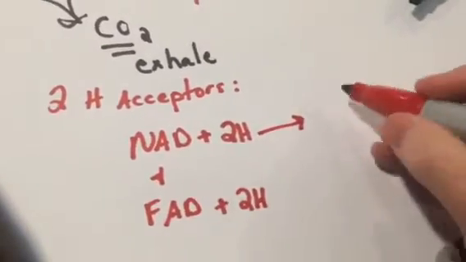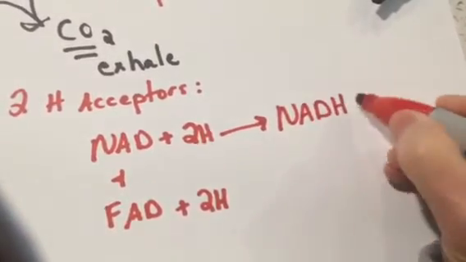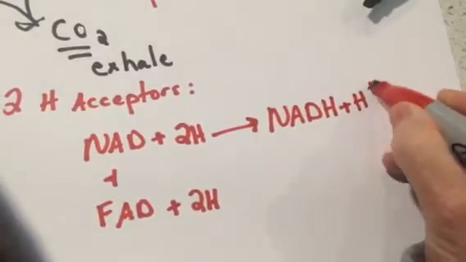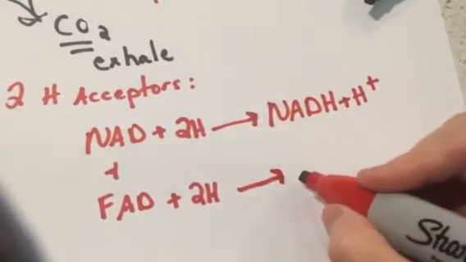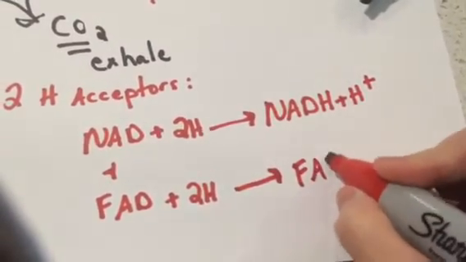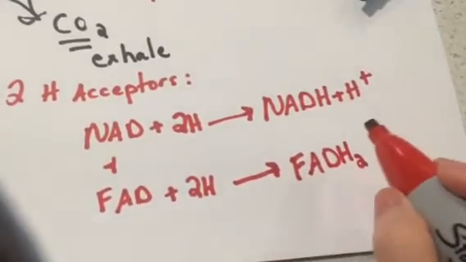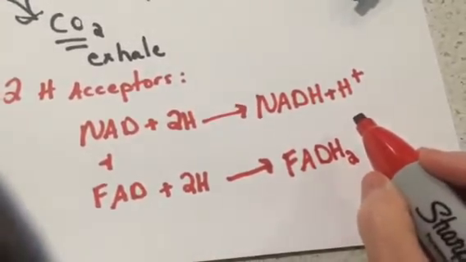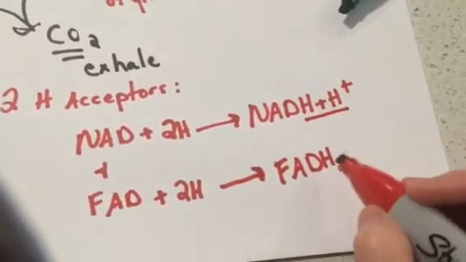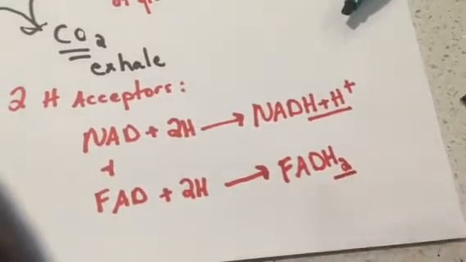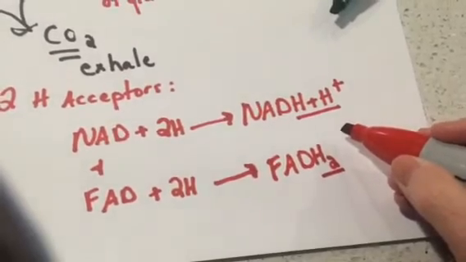When NAD accepts 2 hydrogen, it becomes NADH plus H plus. That's how that reaction will run. And when FAD accepts those 2 hydrogen, it will become FADH2. So these molecules are simply temporarily holding onto those hydrogen atoms until we will ultimately convert the energy associated with those hydrogen into ATP. And that will take place at the electron transport chain, which is the final step in aerobic respiration.